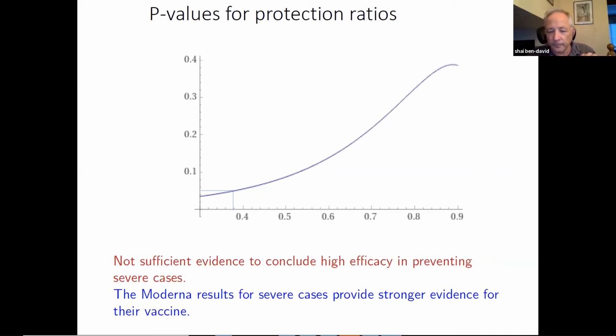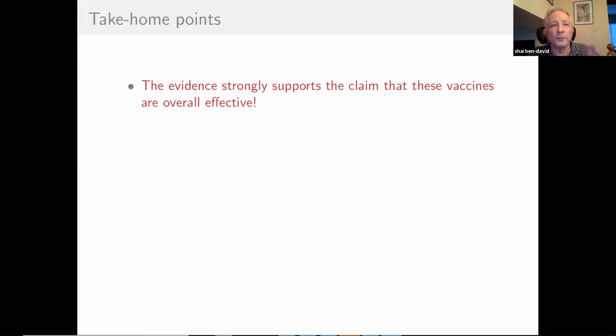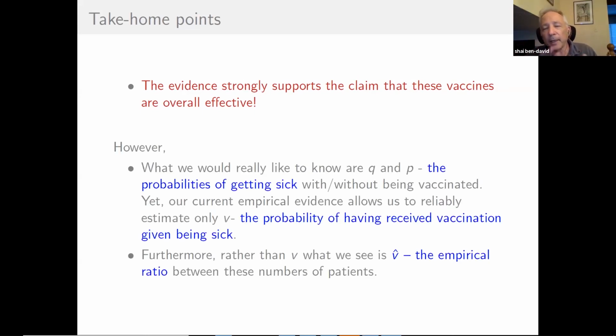So let me move on to the take-home points. So first of all, we have strong evidence to support the claim that these vaccines are overall effective. That means we can trust that they reduce the chance of symptomatic COVID. And that's very good news. However, we have a few caveats.